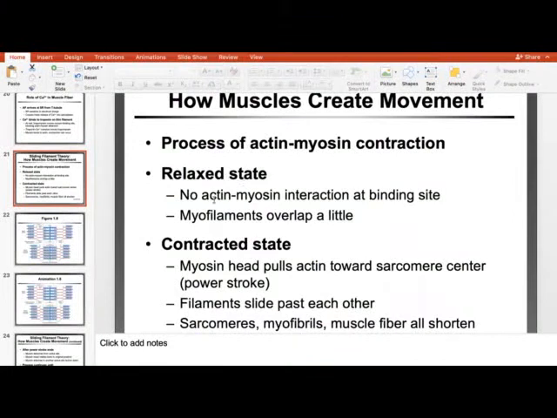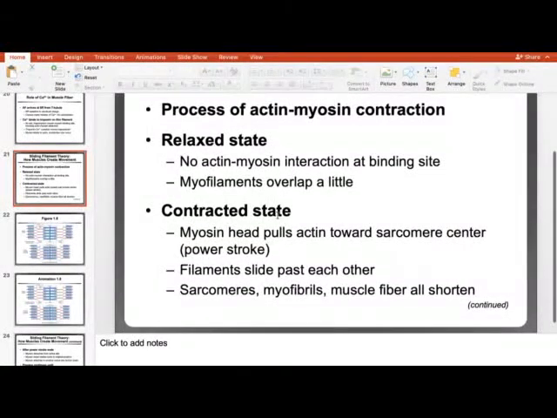In a relaxed state, there's no actin and myosin interaction at the binding site because tropomyosin is covering the binding site. And the myofilaments, the muscle fiber filaments, or the actin and myosin, only overlap a bit. When the muscle contracts, the myosin is going to pull the actin towards the middle, the M line rather. That's called the power stroke.